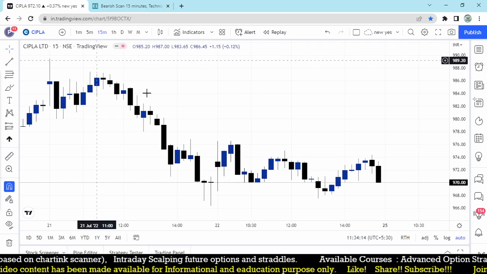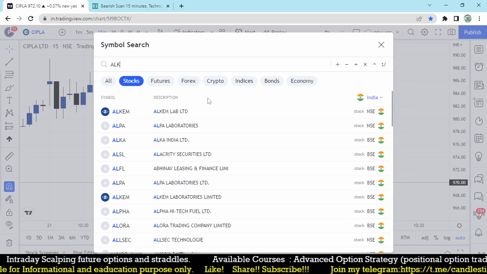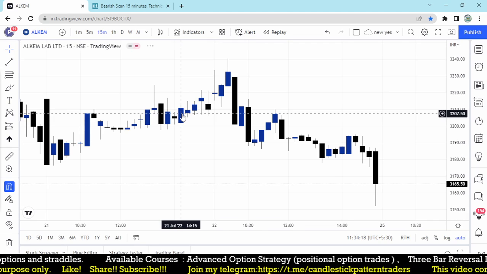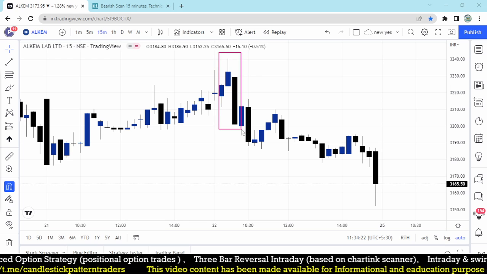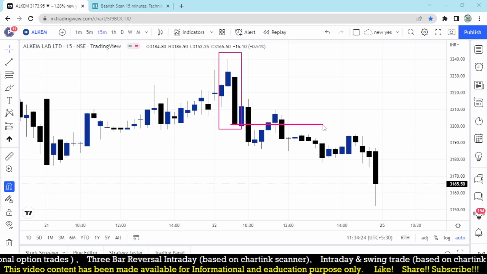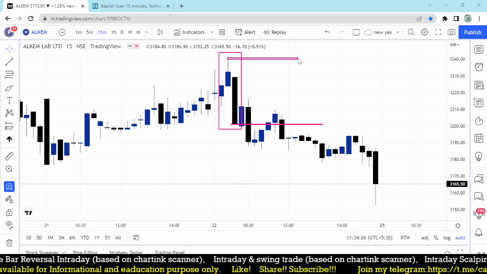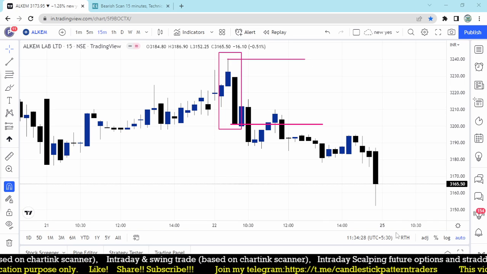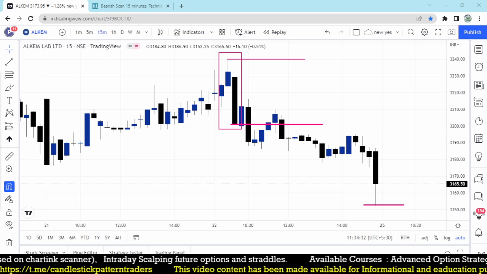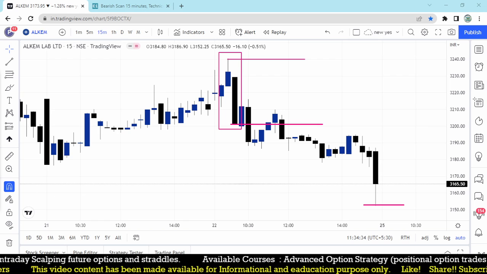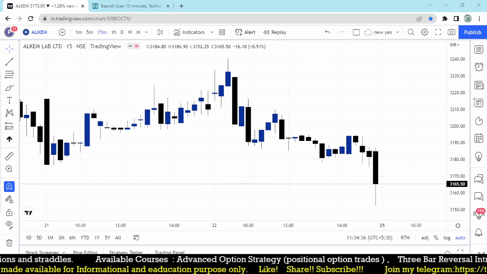The second one is Alkem on the same time frame. Let's go to Alkem Laboratories. Yes, it was working well. This is the 3-bar reversal happening, with your entry at this point. This was your stop loss, and the market moves down towards the bottom. So maybe it may give you 1:1 for this trade. There are a lot of stocks. And what was the next one?